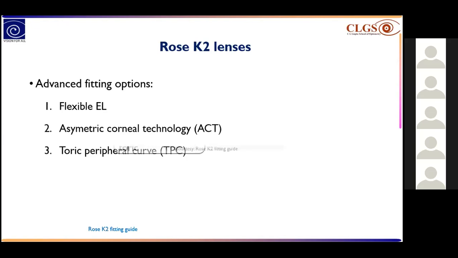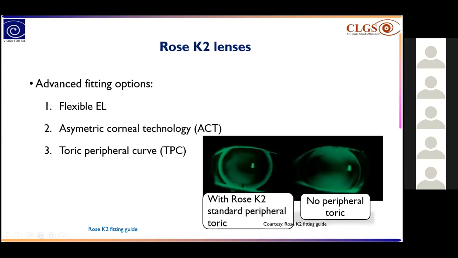So suppose in this picture, after putting these Rose K2 lenses, you can see there is a thin edge clearance at the 3 and 9 o'clock area, and a thick edge clearance at the 12 and 6 o'clock meridia. If we leave this type of fitting as it is, then in the long term there will be 3 and 9 o'clock staining complications. Just to avoid that, we have to add this TPC.